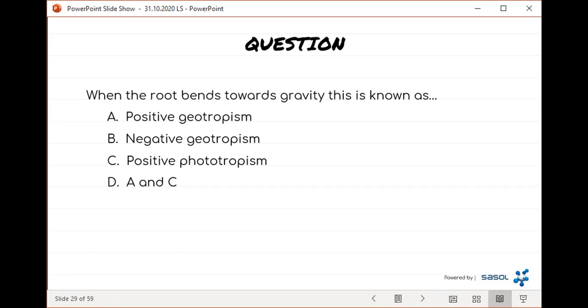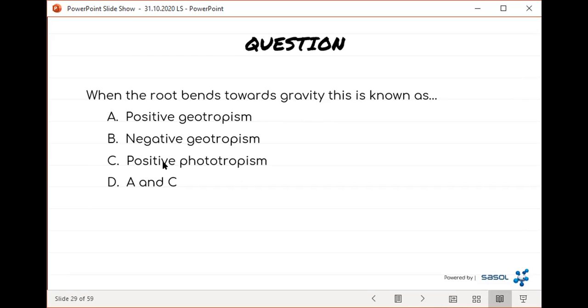Okay, so what we should first note in this question is the stimulus. We know that the question is about a tropism because we have a plant movement, but now the stimulus that we are asked about in this question is gravity. Therefore, we are talking about geotropism.